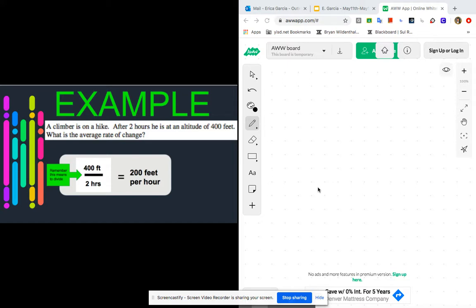A climber is on a hike. After 2 hours, he is at an altitude of 400 feet. What is the average rate of change?